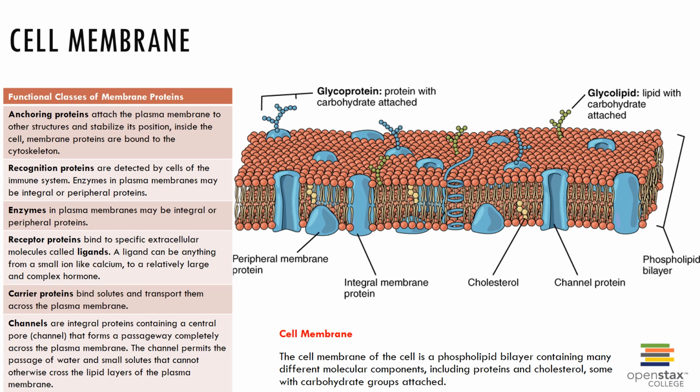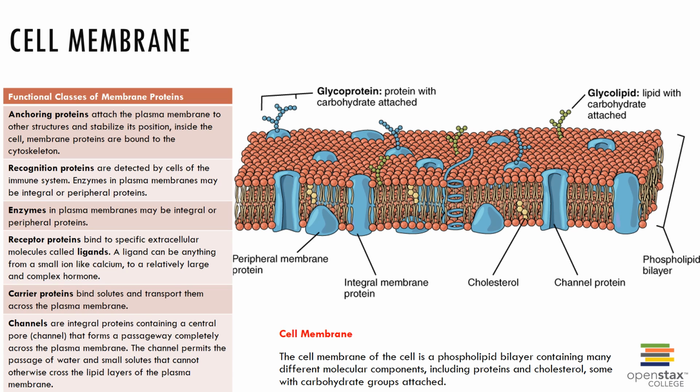Now there's other things in the plasma membrane. You have cholesterol, which increases the membrane stability and fluidity. You can also see various proteins. You have integral proteins, and integral proteins are firmly inserted into the membrane. They're sometimes referred to as transmembrane proteins because they span the length of the membrane. They function in transport as channels and carriers, enzymes, or receptors.